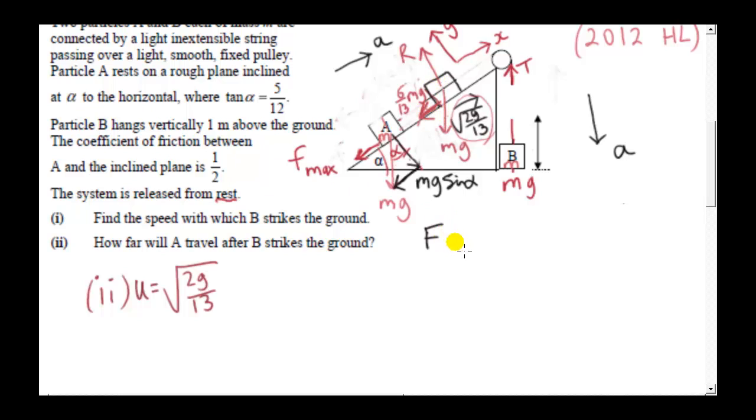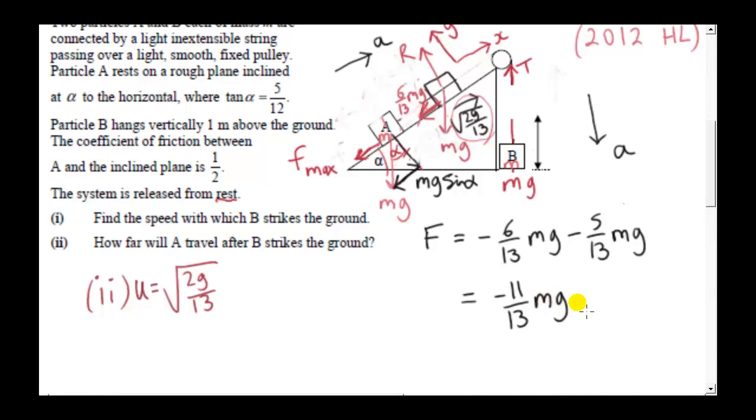So the resultant force F is going to be minus 6/13 mg, minus mg sine alpha that we saw before. Sine alpha is 5/13. So here's the resultant force. The vertical components cancel out. mg cos alpha is equal to R, so they cancel out. Of course, they don't contribute to that. So that's the resultant force. That's minus 11/13 mg, and by Newton's second law, that's equal to mass times acceleration.